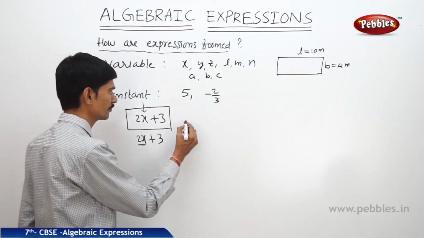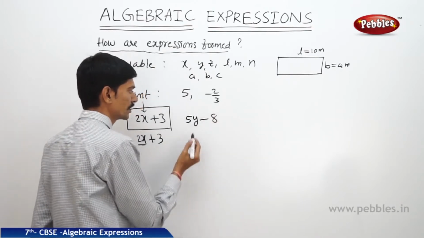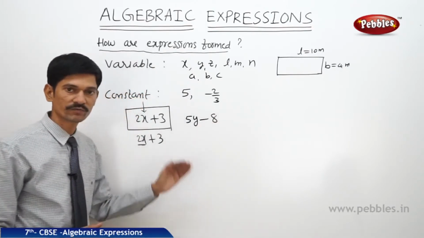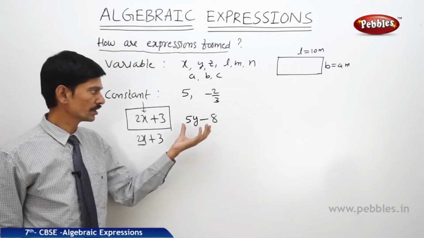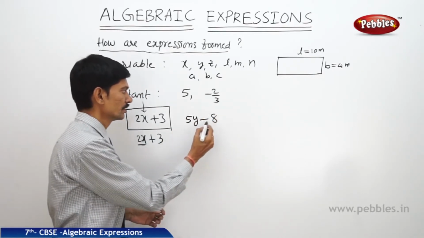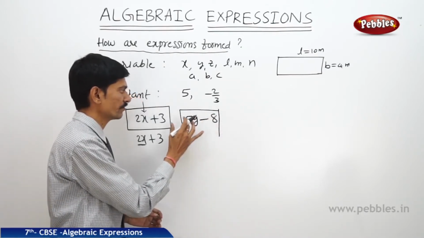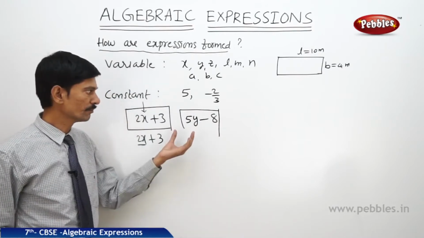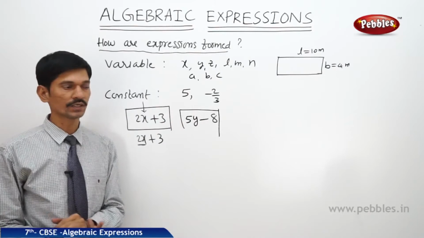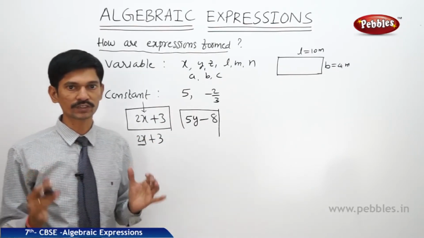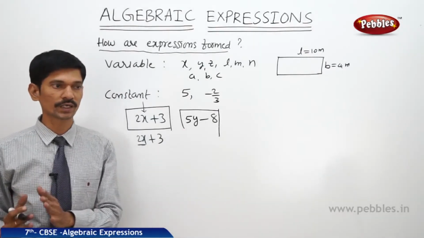Now another example, 5y minus 8. Here the variable y is multiplied by 5, then 8 is subtracted from the product. So this is also an expression. Here 8 is subtracted from the product of 5 and y. So we combine the variables and constants to form the expressions. Actually, algebraic expressions are formed by combining the variables and constants.